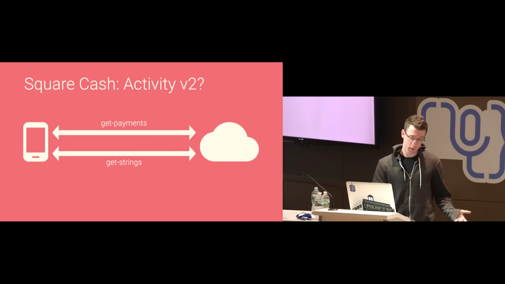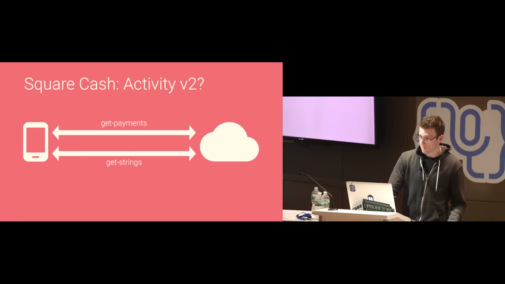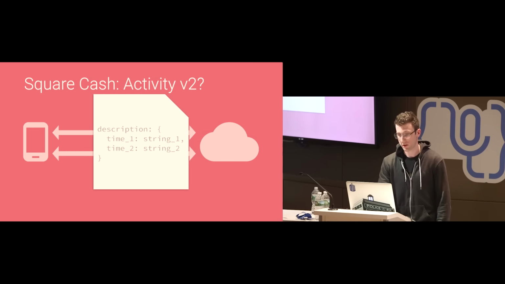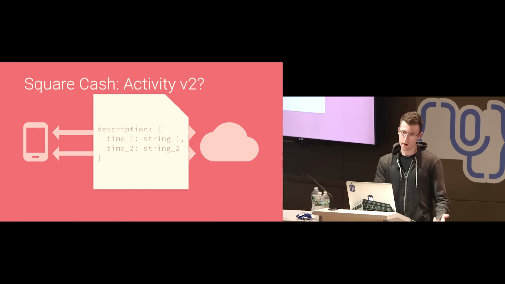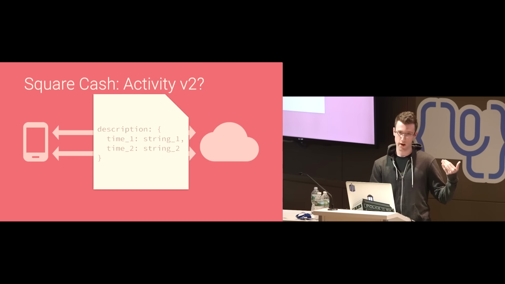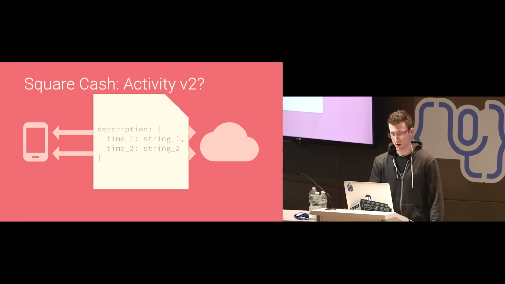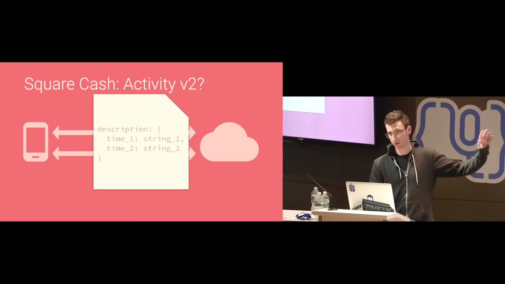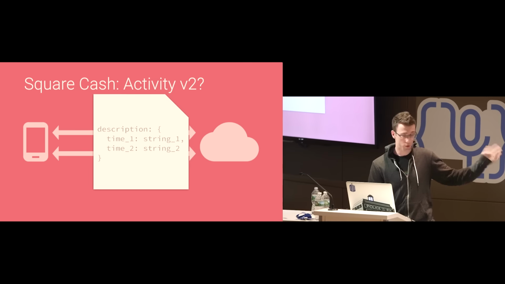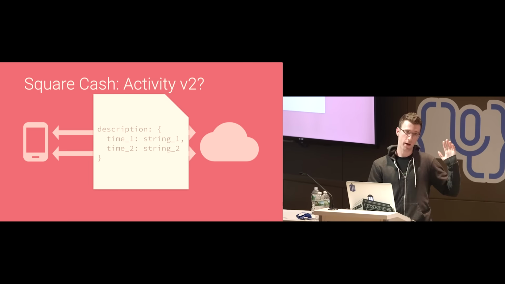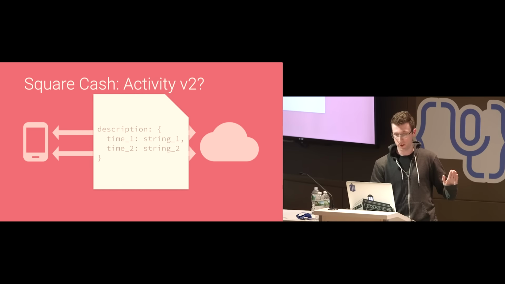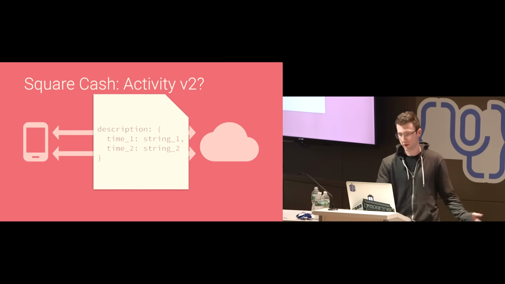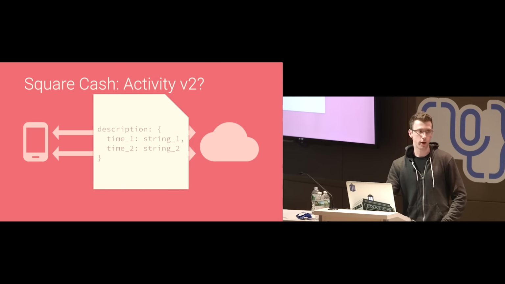So we keep our get payments. We also keep our get strings. And then in our payment object, instead of providing a description, we provide a map of descriptions where the key is a time that a string would take effect. This is gross. Don't do this. This is kind of when we took a step back and said, no, this is wrong. Let's do something else. This doesn't scale. If we want to do this across 5 different strings in the payment, it's just ridiculous.